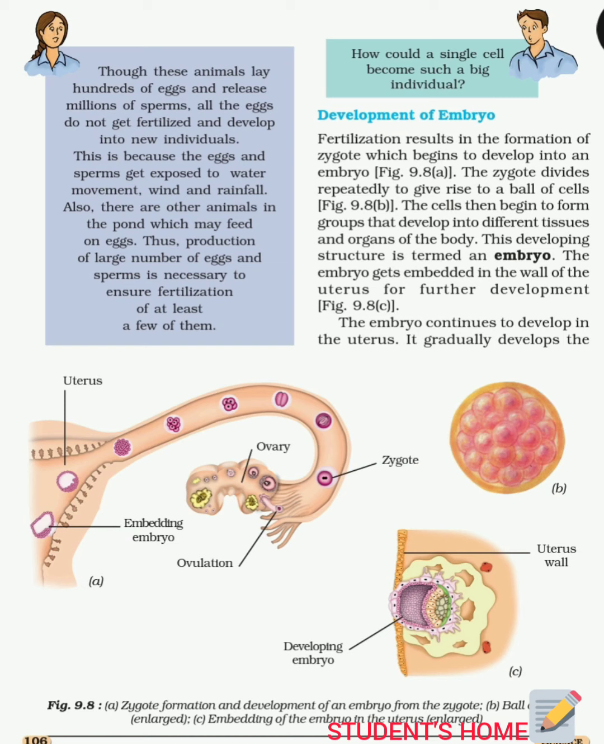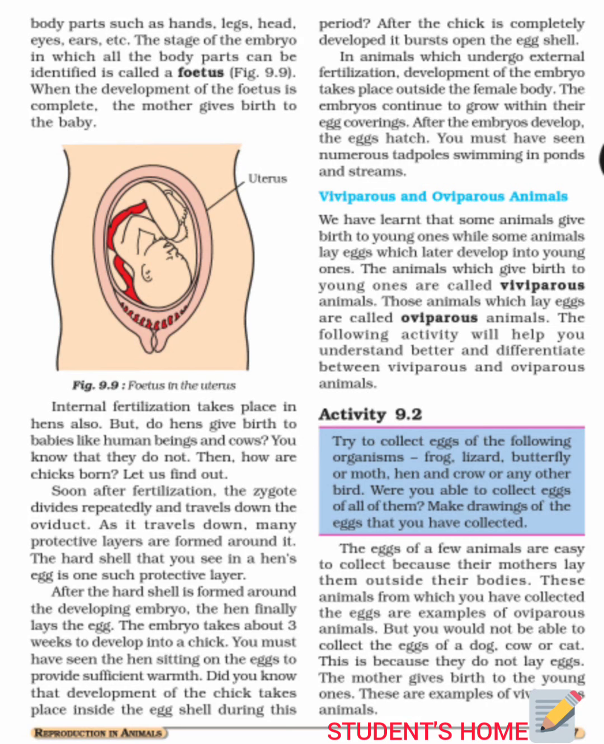The embryo gets embedded in the wall of the uterus for further development. The embryo continues to develop in the uterus. It gradually develops the body parts such as hands, legs, head, eyes, ears, etc. The stage of the embryo in which all the body parts can be identified is called the fetus. When the development of the fetus is complete, the mother gives birth to a baby.